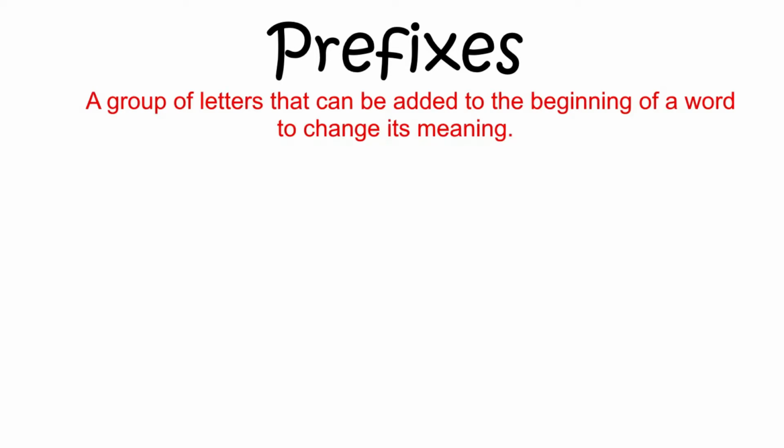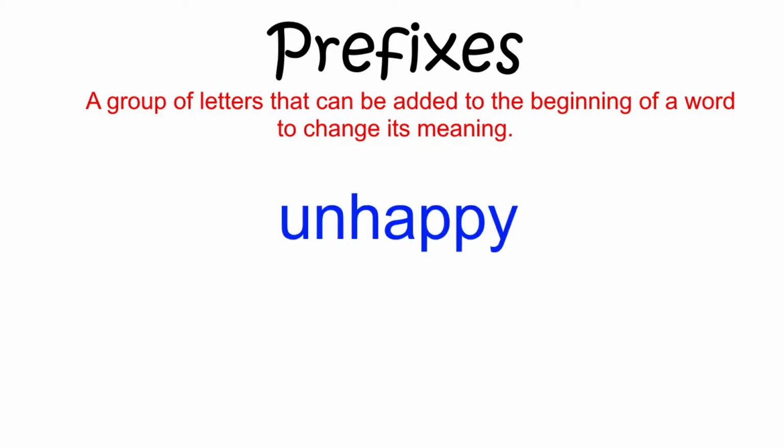In this lesson, I will show you what a prefix is and how it works. A prefix is a group of letters that can be added to the beginning of a word in order to change its meaning. For example, the word unhappy contains the prefix un. Un means not. So when you combine the prefix un with a word, it changes the meaning of the word.